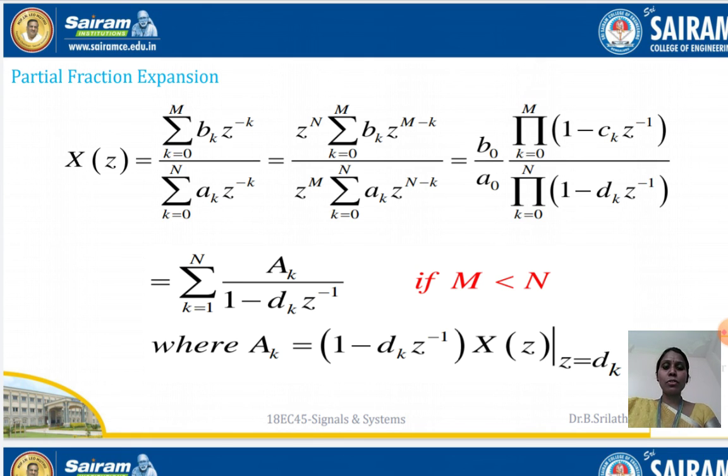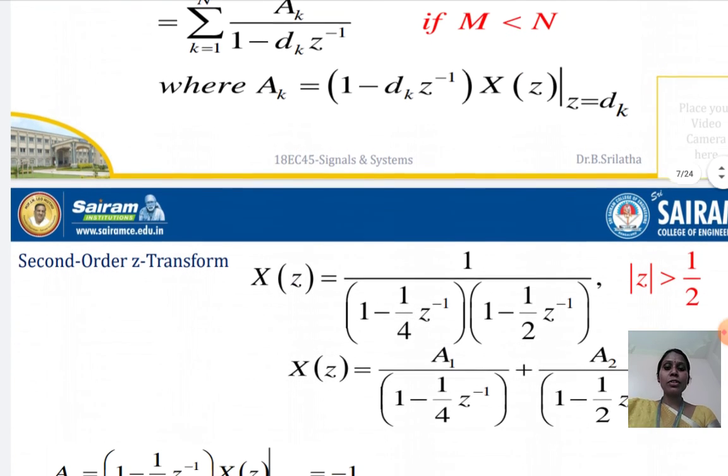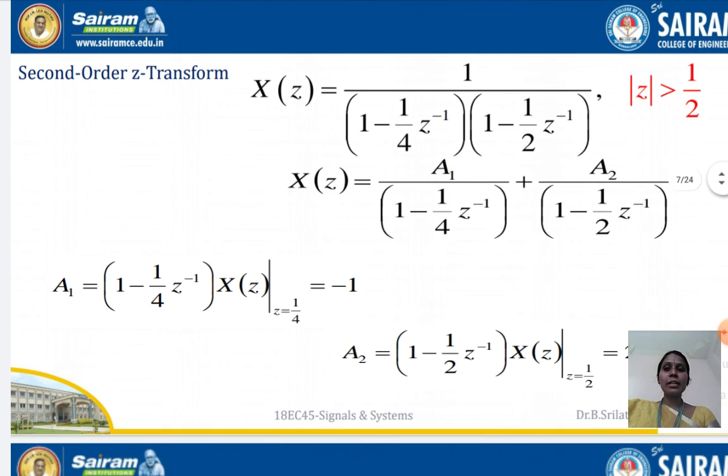X of z, the Z transform of any system, we can write as numerator polynomial divided by denominator polynomial. In that, we take out a constant and write it in the form of roots. The same thing in the denominator also: take out a naught and write it in terms of roots. So this is the form. Now I am going to explain how to apply the partial fraction expansion method to find the inverse Z transform of any signal. Let us consider a second order system.